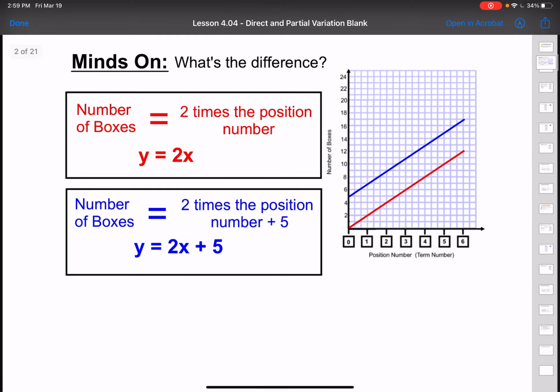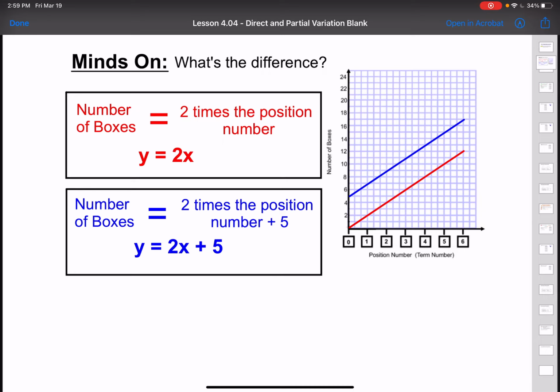Okay, before we get there, let's take a look at this. You might have seen a graph like this. This was part of that little investigation we did with Desmos. What's the difference between these two? What's the same?